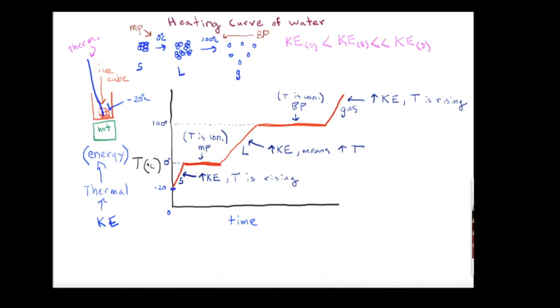Because we see in the other regions where the slope is rising steeply that the temperature is going up in these regions, right? It's increasing from -20 to 0. It's increasing from 0 to 100. And it's increasing from 100 and upwards, right? But then you have these two flat areas where the temperature is not going up, but energy is being dumped into the system. So where is the energy going? I'm going to stop talking for a second and I want you to think about it.